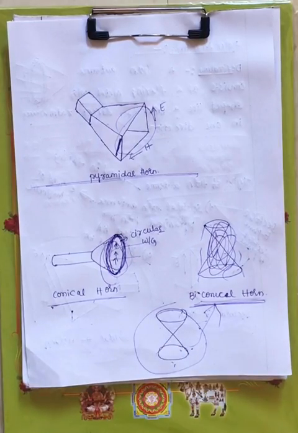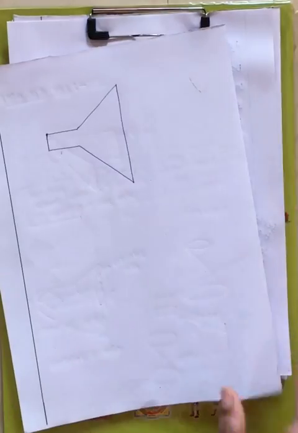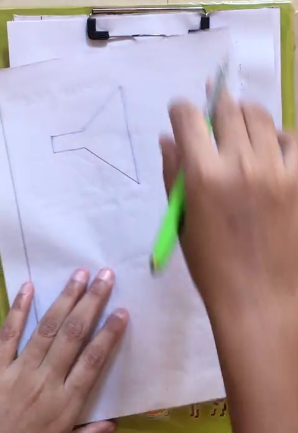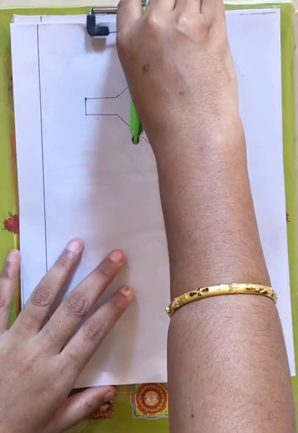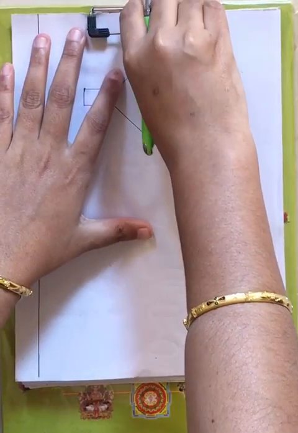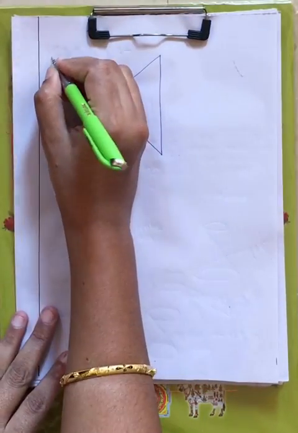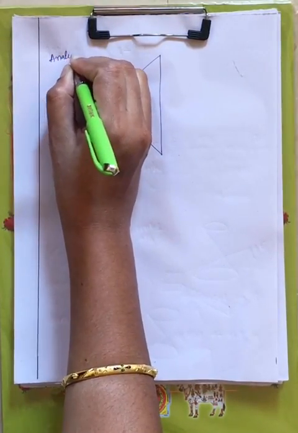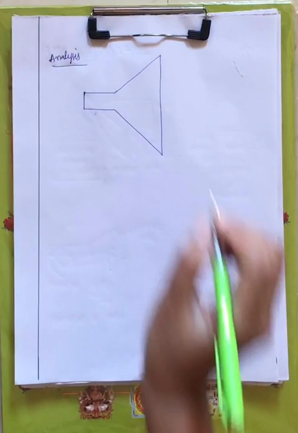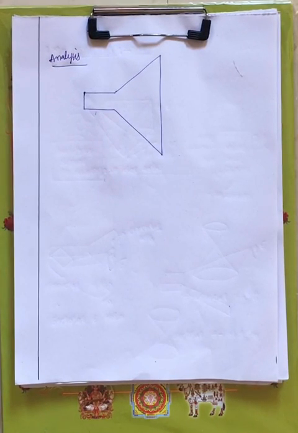Now let us see the principle of horn antenna. Now let us analyze the horn antenna. Analysis. Now this is the structure of the horn antenna, drawn in 2D. Now let us analyze this particular horn antenna.